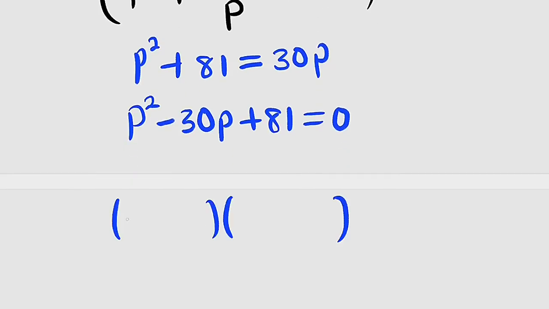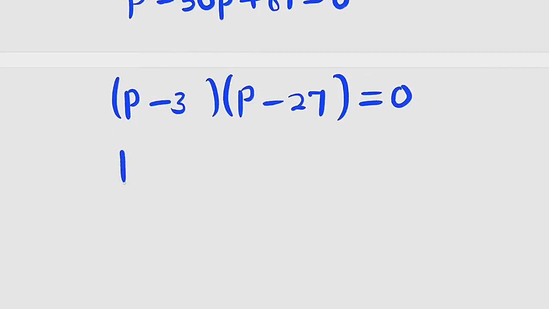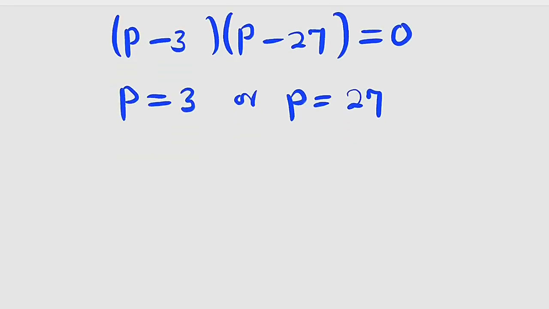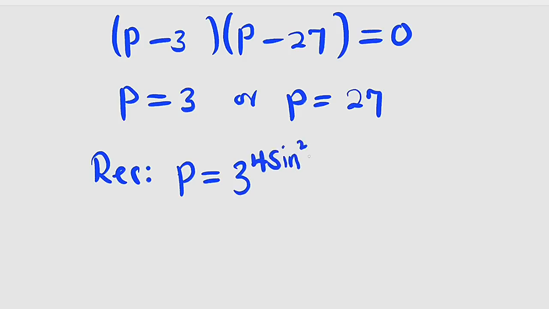Now let us think of two numbers which, when we multiply them together, we have positive 81, and when we add them together, we have negative 30. And the numbers are negative 3 and negative 27. So we have (p minus 3)(p minus 27), the whole of this equal to 0. By setting each factor equal to 0, we have p either equal to 3 or p equal to positive 27. But remember the value of p, we substituted that with 3 to the power of 4 sine squared x. So recall that p is equal to 3 to the power of 4 sine squared x.